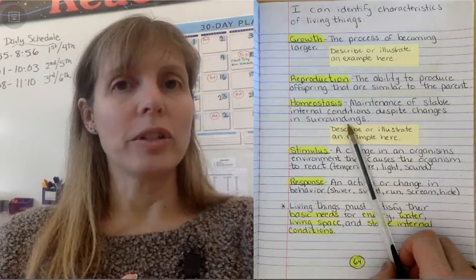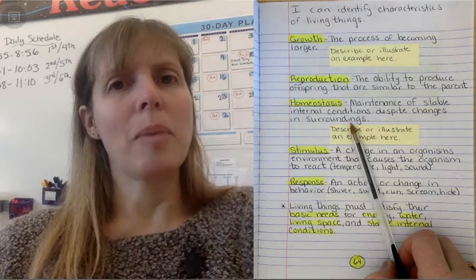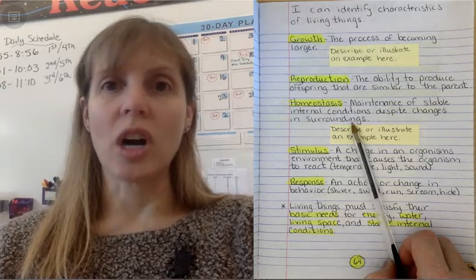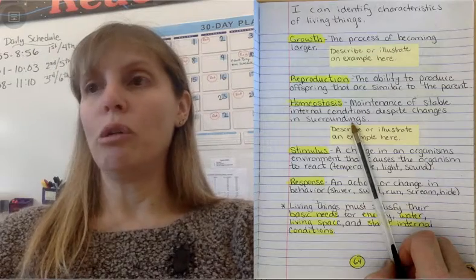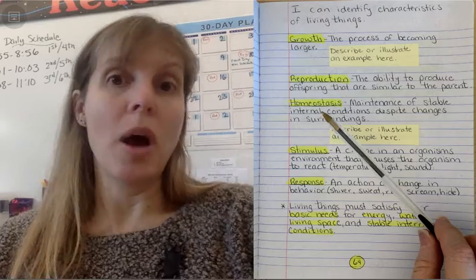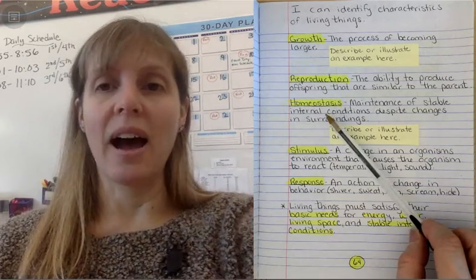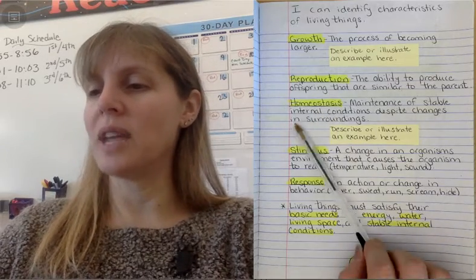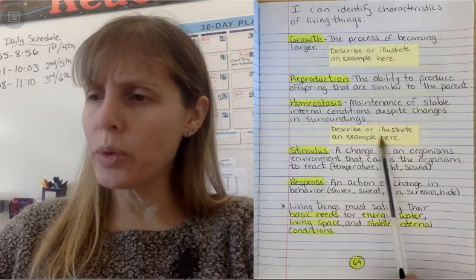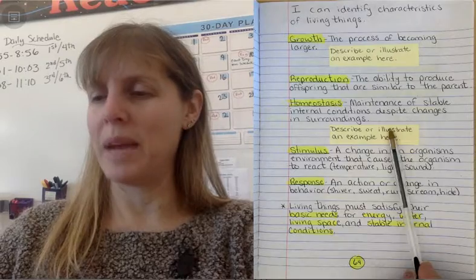If your surroundings get too cold, your body shivers to keep you warm. If it gets too hot, your body sweats to cool you down. If you know that there's danger, you run. If you react to something, you might jump or something like that in order to be sure to protect what you have inside. So homeostasis is the maintenance of stable internal conditions despite changes in surroundings, okay? So you're going to describe or illustrate an example here. I just gave you a couple, but you're going to watch some in a video in a minute.